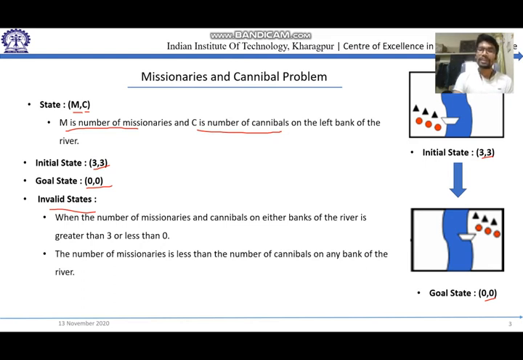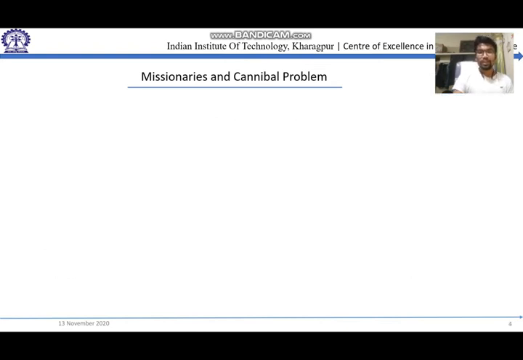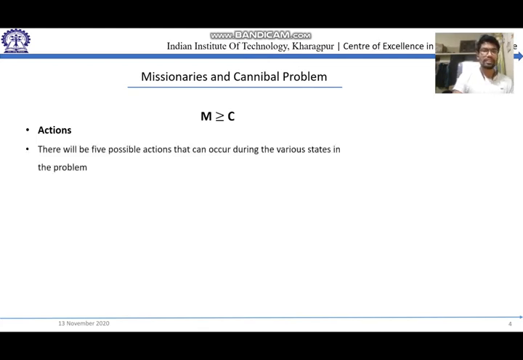It means that there are no missionaries and cannibals left on the left bank of the river. Now, in order to reach from the initial state to the goal state, there are some invalid states also. What are those invalid states? When the number of missionaries or cannibals on either bank of the river is greater than 3 or less than 0. The second invalid state is when the number of missionaries is less than the number of cannibals on any bank of the river, which doesn't satisfy our constraint that missionaries must be greater than or equal to cannibals.